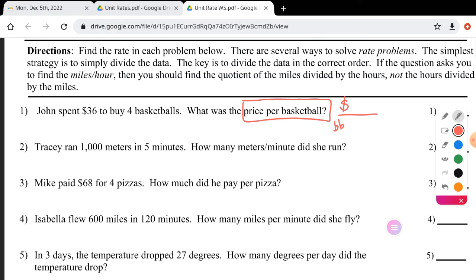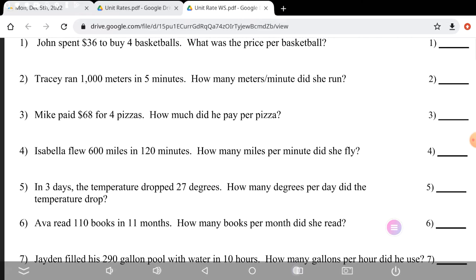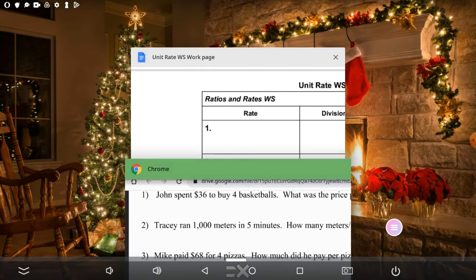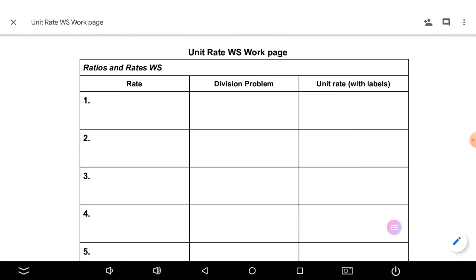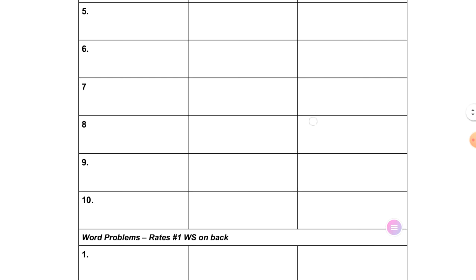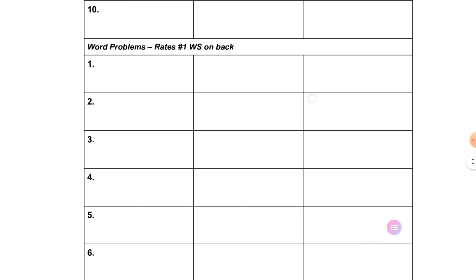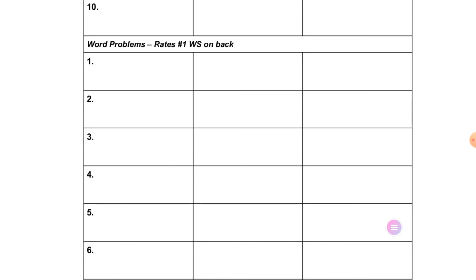So on the work page, it's going to look very similar. Not scroll down. You guys don't scroll. Look down. Are we on the back for you guys? Yeah. Okay. This one says word problems. Rates number 1 worksheet, which is the back.